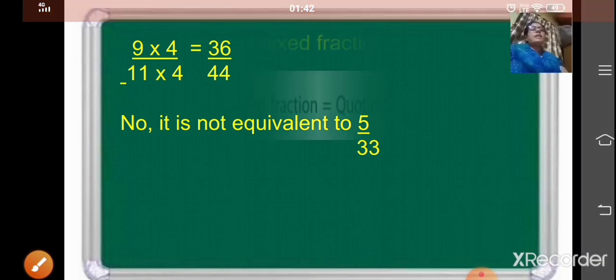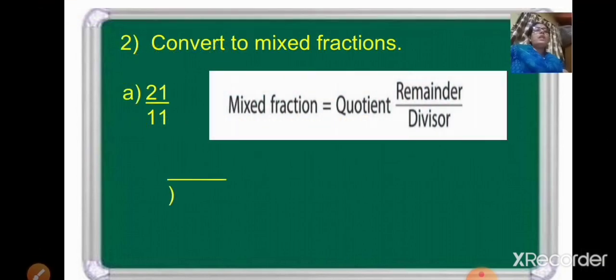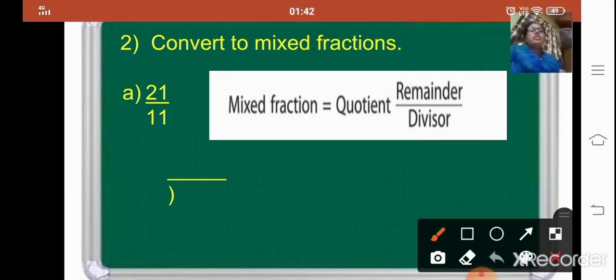Coming to the next sum, you have to convert this into a mixed fraction, that is 21 divided by 11. Okay, so you will divide this number 21 by 11. Now 11 1s are 11, 11 2s are 22, which you cannot take, so you will take it as 11 1s are 11. 1 minus 1 is 0, 2 minus 1 is 1.